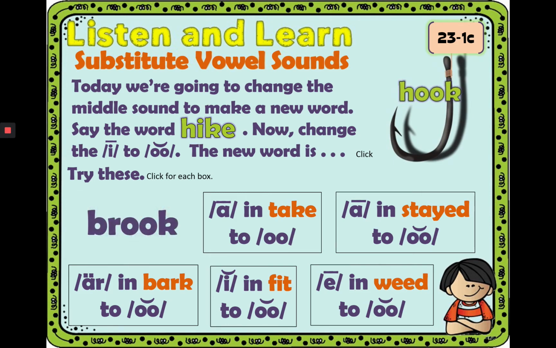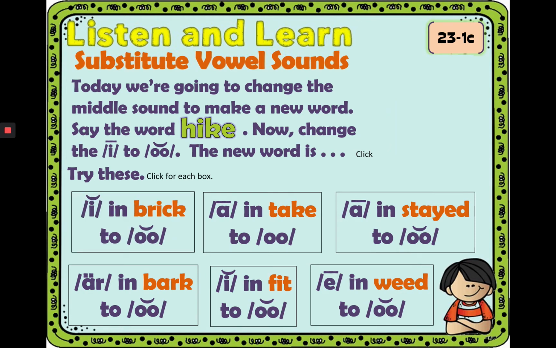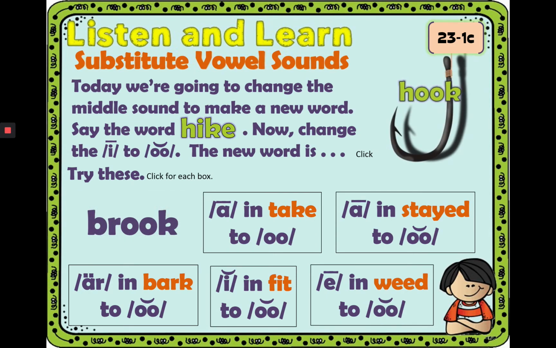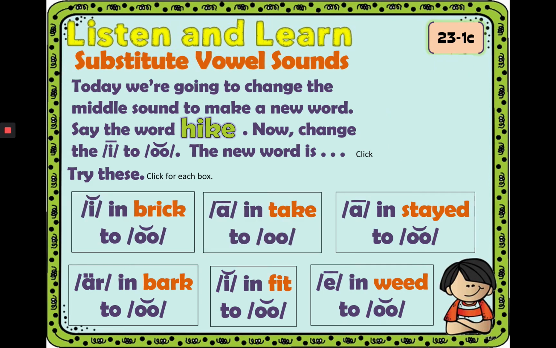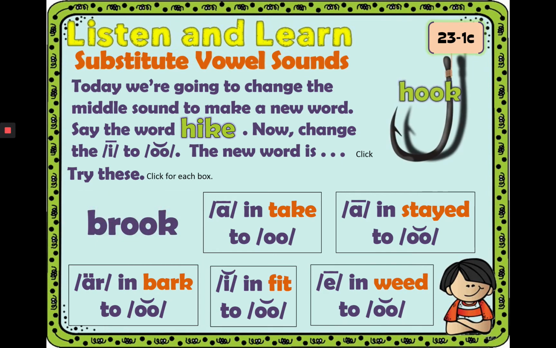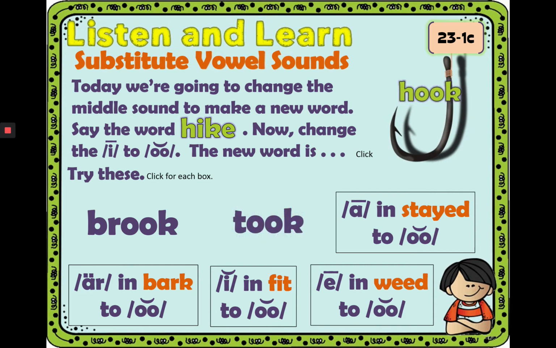Okay, we're going to try some more. Whoops, I just gave you that answer. Change the I in brick to an oo. Our new word is brook. Change the A in take to an oo. Took. Ooh, they didn't have the short U above it, so it's actually not an oo sound, it's the short sound. So let's do that second one again. We're going to change the A in take to the short oo. Our new word is took.